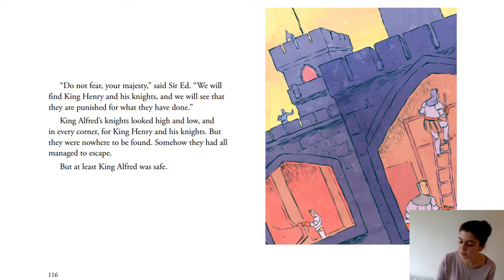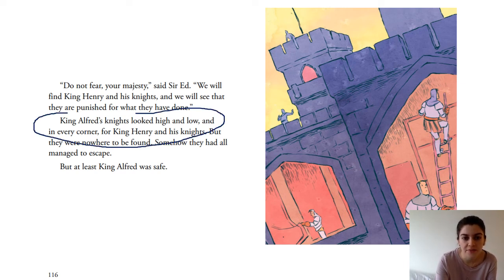Look on this page to find the text evidence that shows that King Alfred's knights made a thorough, that means a complete, search for King Henry and his knights. How do you know they made a complete search? Okay, right here, it tells us King Alfred's knights looked high and low and in every corner. That's a lot of places to look. They didn't leave any place unchecked. So that text evidence shows you that they looked everywhere.